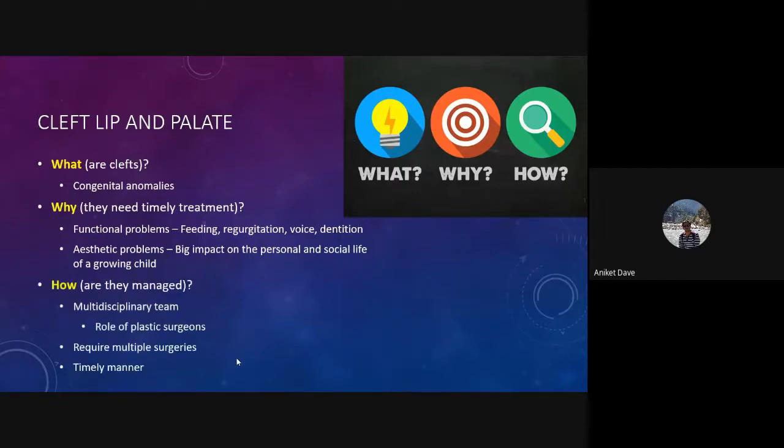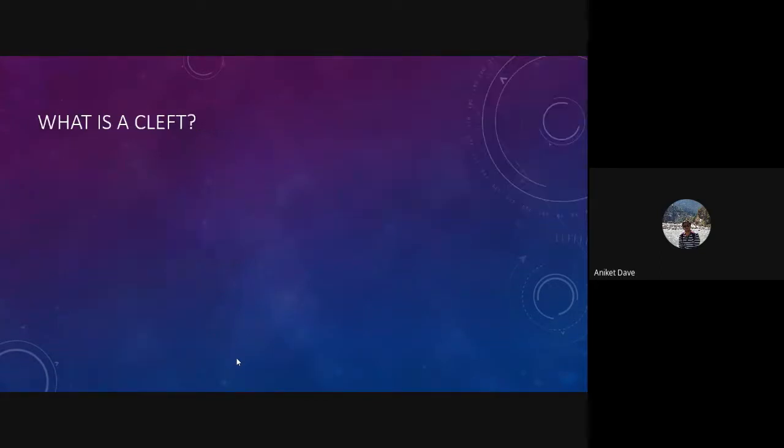And next, I'll be progressing to how these cases are managed, including the multidisciplinary team which is involved, and how the plastic surgeons play a central role in this team, and how multiple surgeries are often required, and how they need to be performed in a timely manner. So we'll start with what is a cleft.